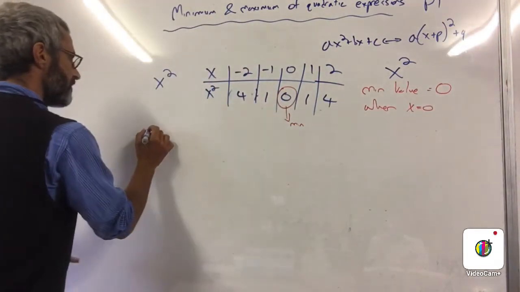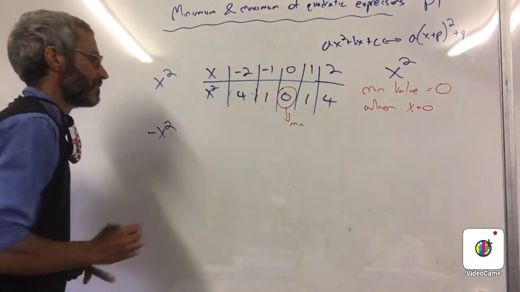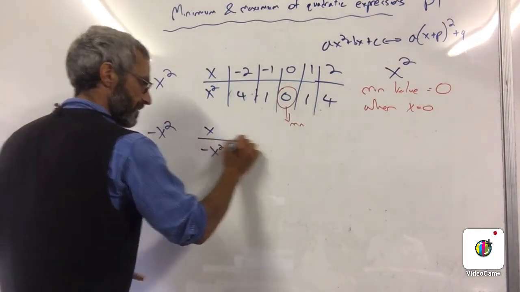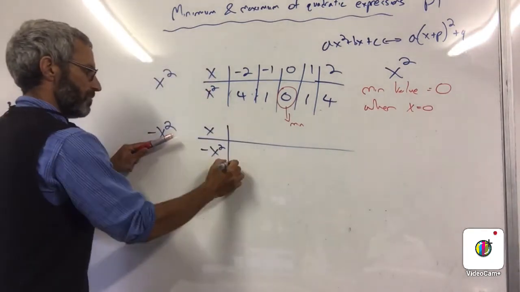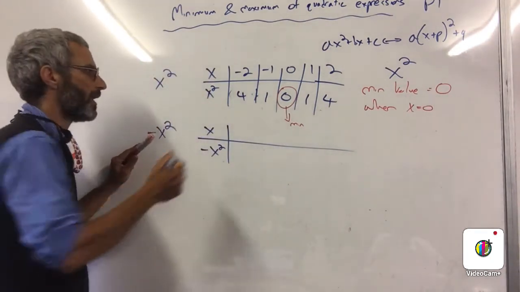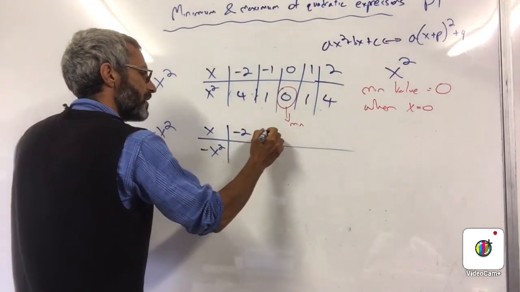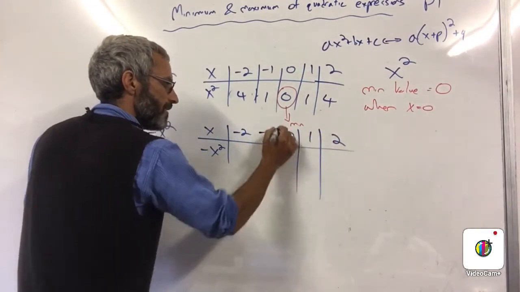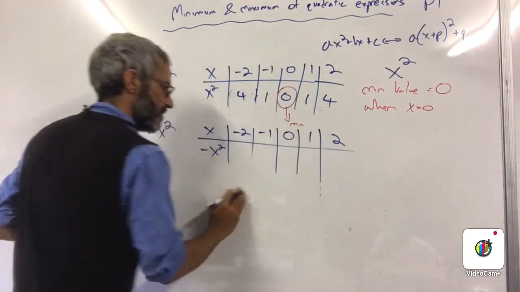Let's do the same thing for minus x squared. So I'm going to have x and minus x squared. This is a different quadratic expression, since I just multiplied by -1. Let's do the same thing with -2, -1, 0, 1, 2. Eventually, hopefully, I don't have to do this, but in the beginning, we do.